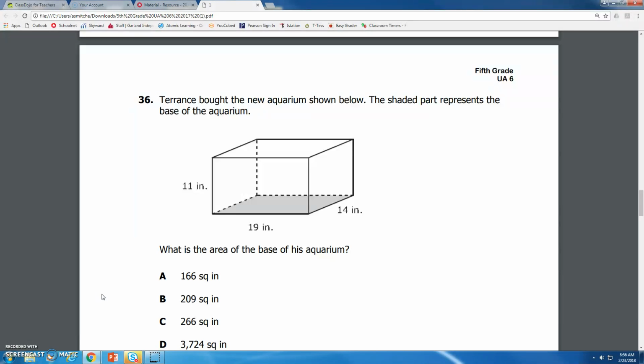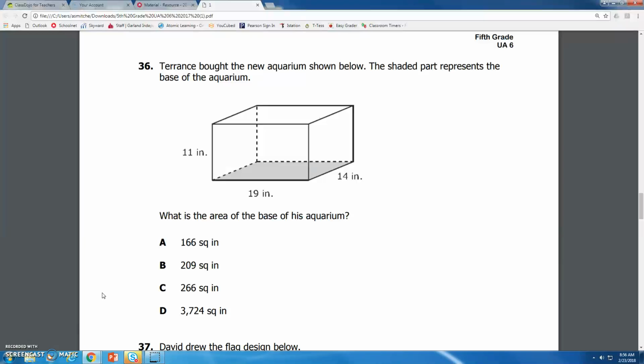Question 36. Terrence bought the new aquarium shown below. The shaded part represents the base of the aquarium. What is the area of the base of his aquarium? A. 166 square inches. B. 209 square inches. C. 266 square inches. Or D. 3,724 square inches. Hit pause, work it out, and come on back.